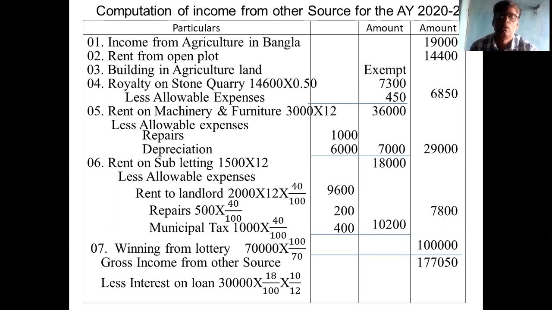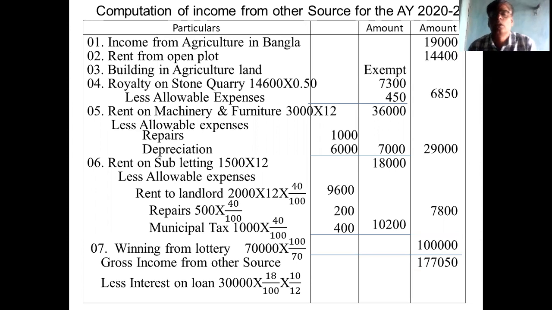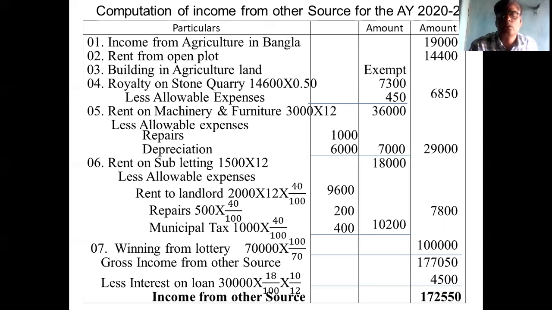1,77,050 is the gross. From that total, you deduct the interest on the loan taken for purchase of debentures. Debenture investment is taxable, therefore the related expense you deduct in the computation. It is 4,500. If you deduct 4,500, income from other sources is 1,72,550. This is the point you remember.